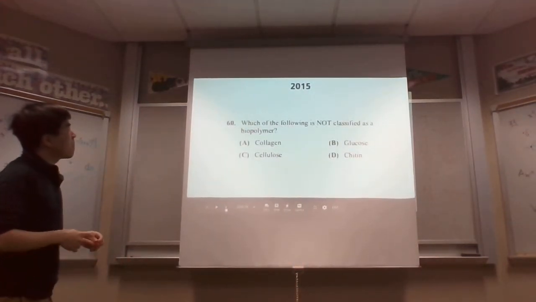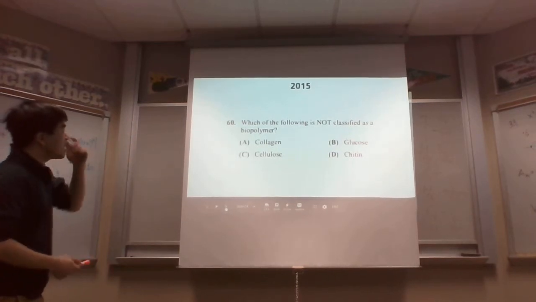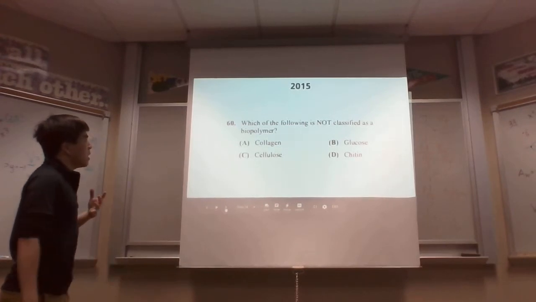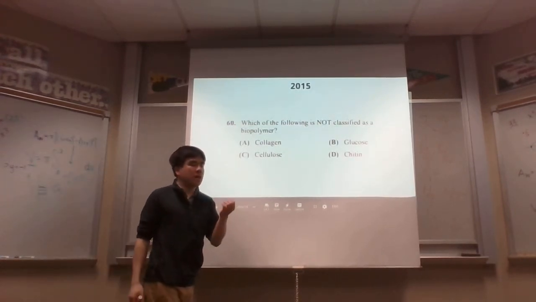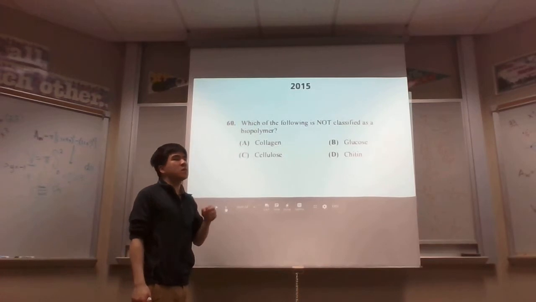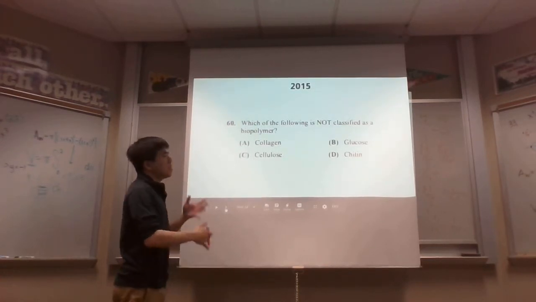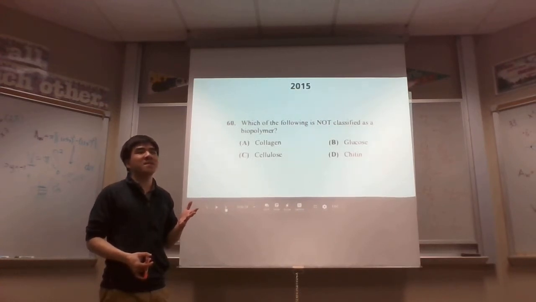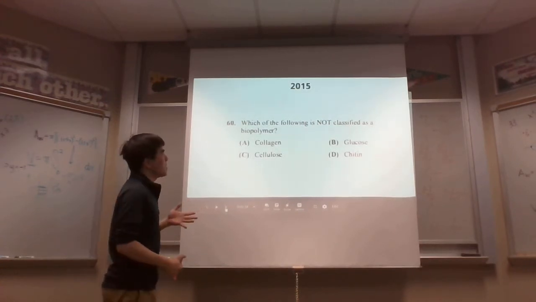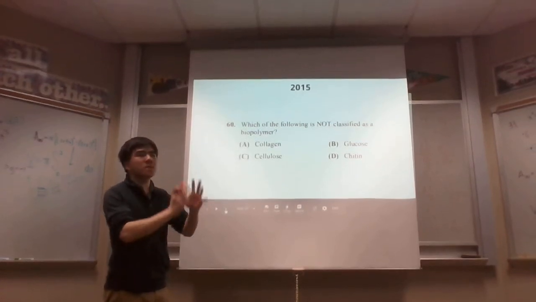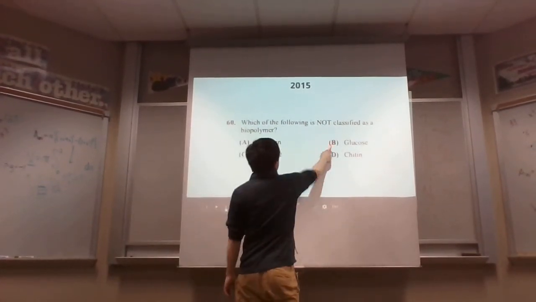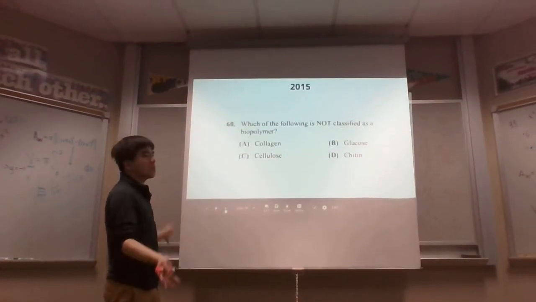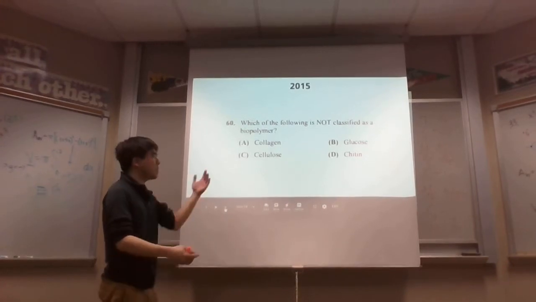Next slide. Okay. Which of these is not classified as a biopolymer? So polymer, poly, it's multiple units in a chain. Chitin, I think, is what makes up insect shells. By the scale of insect shells, you can tell it's more than one small unit. So the only one is glucose, because glucose is just a small sugar. Collagen is a bunch of connected things. Cellulose, a bunch of connected things.